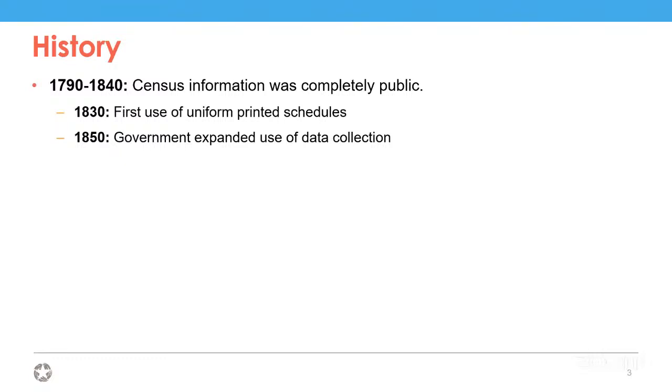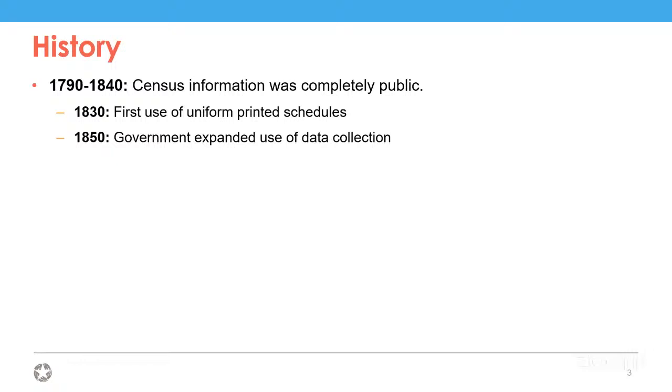All right, so a little more of the history. From 1790 to 1840, the census information was completely public. Up to this point, enumerators were creating their own forms. They were gathering the information, and the information was available to all. After 1850, there was a realization that this is a lot of people's personal information, their homes, where they live, their family members' names, all of that. And it was decided that the information should be handled with a little more discretion.